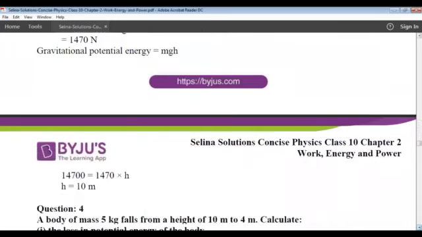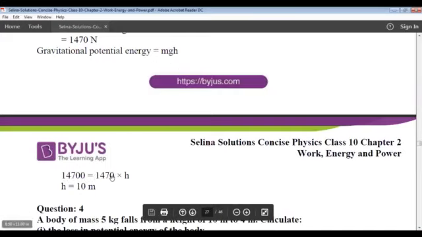Now we need to find the height. Here we have gravitational potential energy, 14,700, and it will be equal to mg. The value of mg is 1470, into h. So height will be 10 meter.